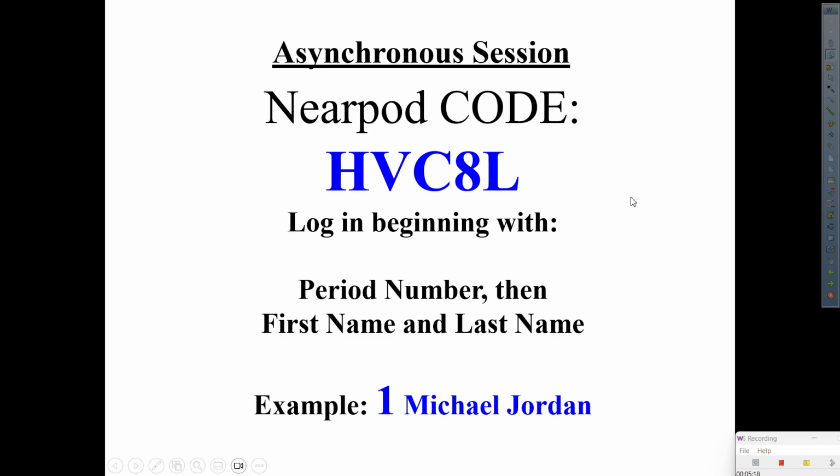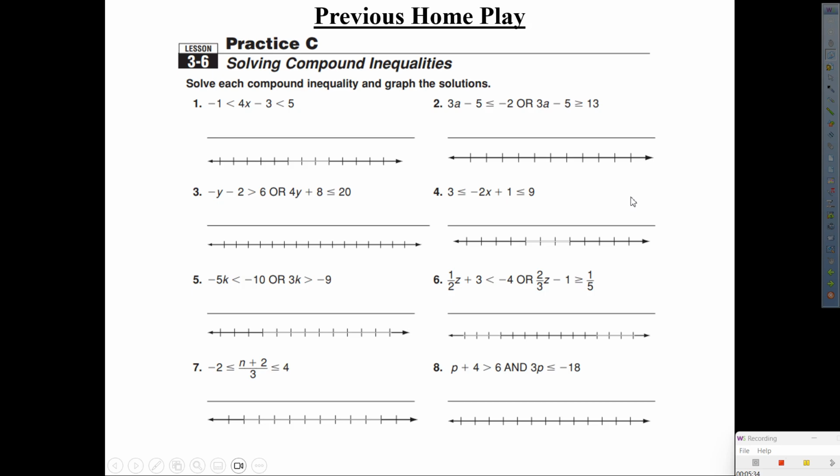Last night's home place was this play sheet, 3.6C. So go to Canvas, turn that in, please. I want to see what you practiced. And that was enough practice of inequalities. Today we're continuing to functions, domains, and ranges, because we need to get going with all our transformations pretty soon. So there you go.